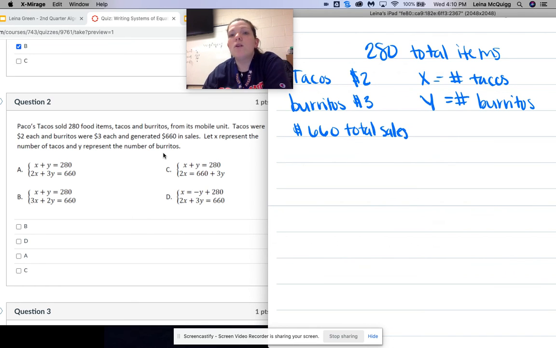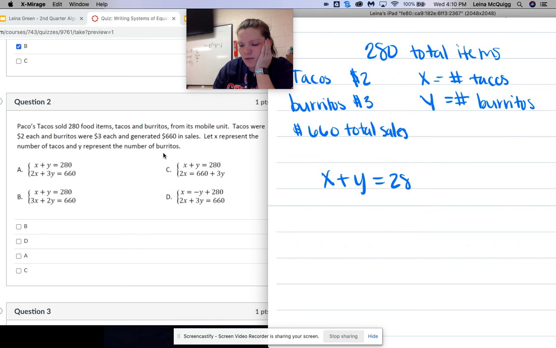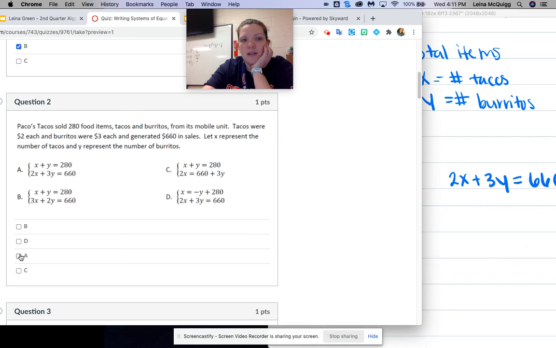Okay, so let's write our equations. Well, we know they sold a total number of 280 items. So that means x plus y, the number of tacos plus the number of burritos, has to be 280. So there's my first equation. Then the second equation is going to be the total cost of tacos, so 2 times the number of tacos, plus the total cost of burritos, which is 3 times the number of burritos, is going to equal a total of $660. Okay? So we have x plus y equals 280, 2x plus 3y equals 660. So A is an answer choice.